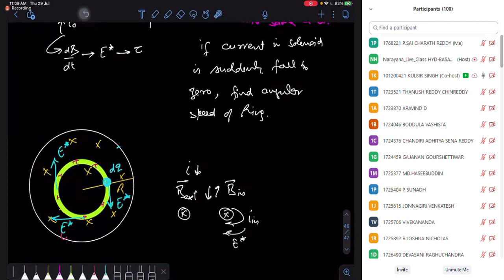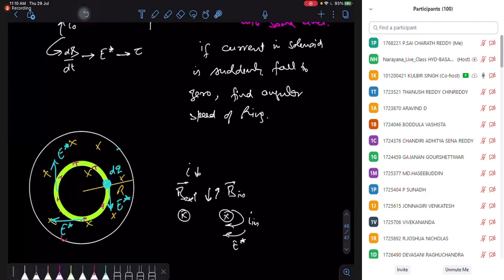Flux in the inward direction is decreasing because we have stopped the current. So the direction of my induced electric field is going to be clockwise. Everywhere it is clockwise, right?